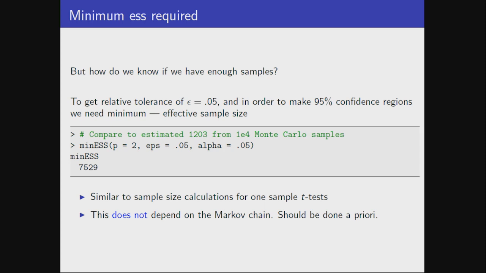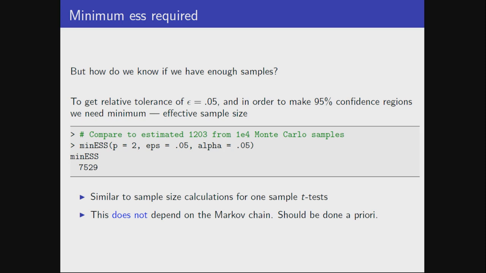And if we want to make 95% multivariate confidence regions that account for those cross correlations, we need a minimum blank number of effective samples, where blank is filled by the minESS function. So in the minESS function, I put in the number of things I'm estimating, that's two component means. Epsilon is 0.05, and my significance level for the confidence interval is 0.05, and I need at least 7,529 effective samples. So I have to simulate my Markov chain until I get that many effective samples.